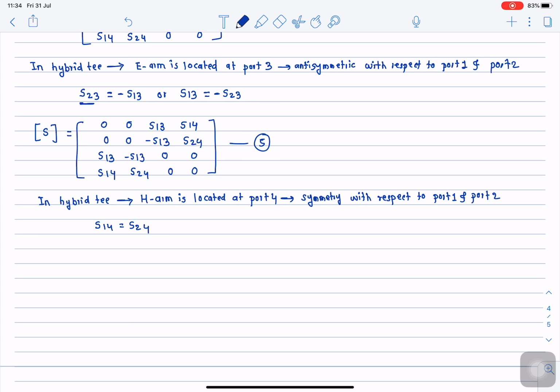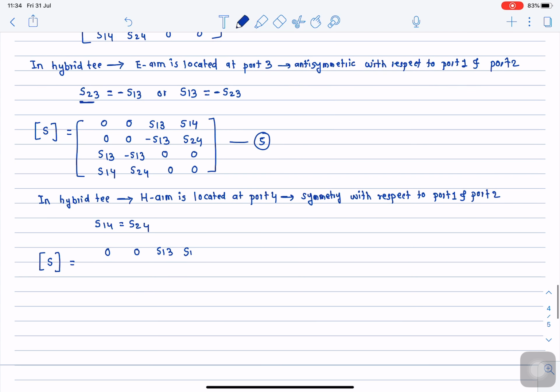Now put this value in the above equation 5. So the scattering matrix will reduce to 0, 0, then S13. Now here S14 as it is, 0, 0 again, minus S13 as it is. Now instead of S24 over here, we can replace that with S14. Then here again S13 as it is, minus S13 as it is. These two terms are 0.